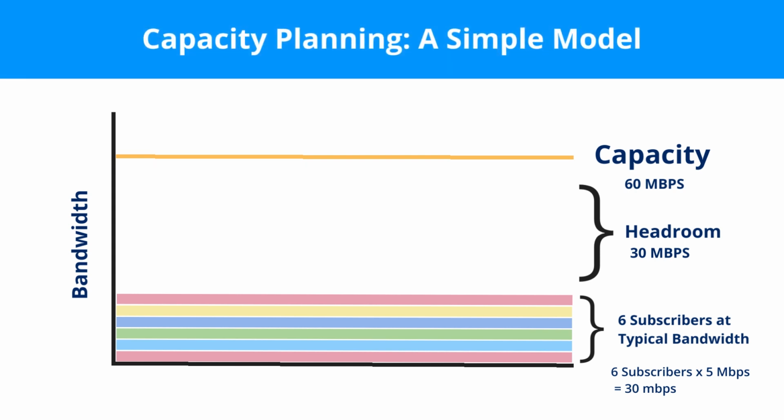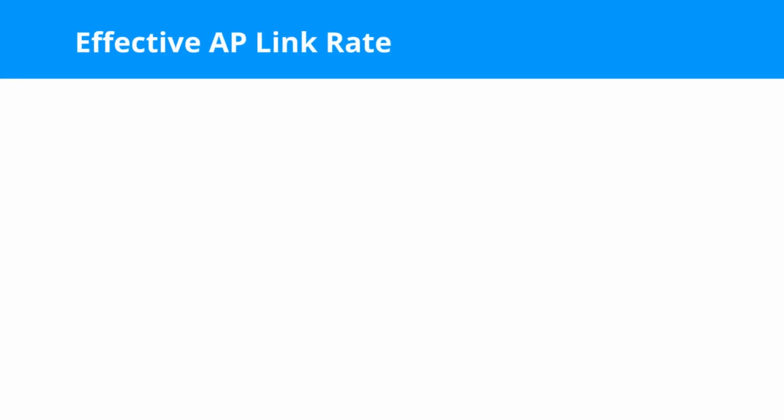Now, you might be looking at this and saying, well, those are some nice flat lines. That's not very realistic. And that's absolutely true. For multi-point networks, that orange line is never that flat. And let's talk about why that is. This comes down to basically the effective AP link rate.